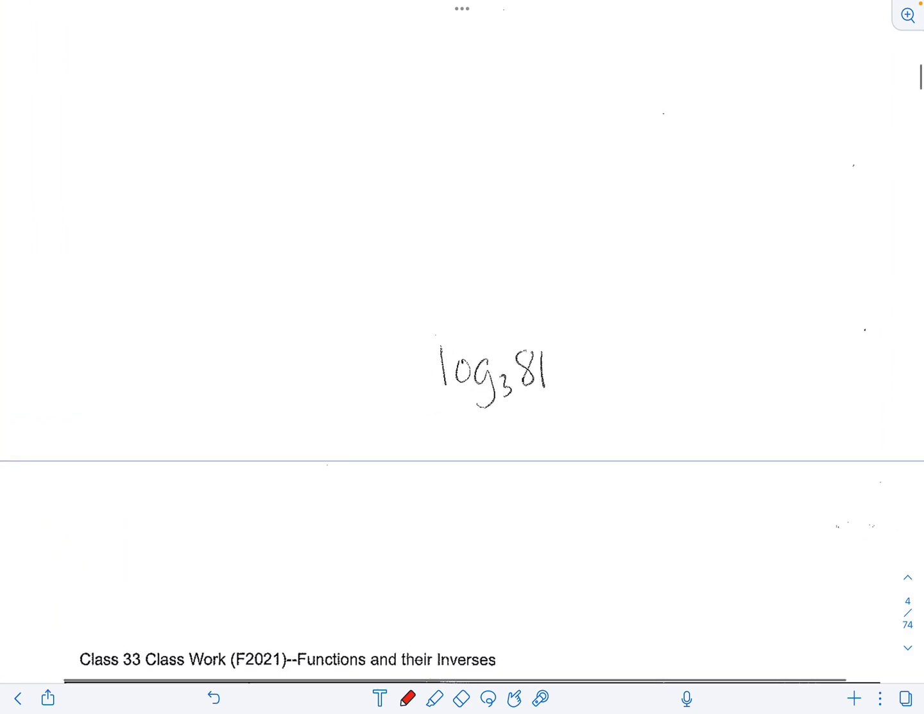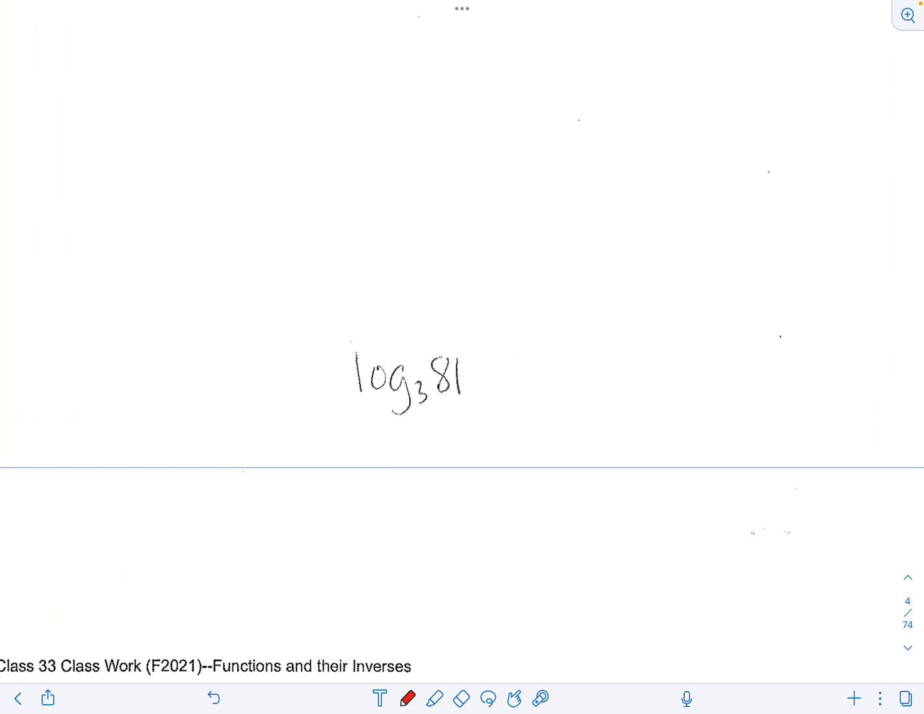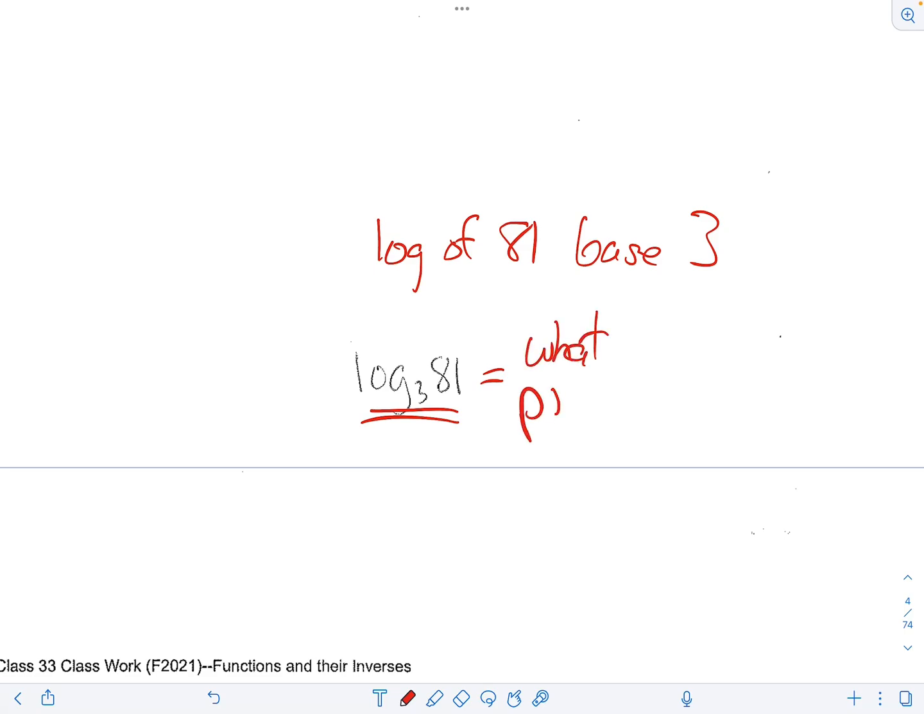Many of the pages are numbered in log form, and here's a really quick way to evaluate the log of 81 base 3. That's how I say it: the log of 81 base 3. This is a problem to evaluate, and the question is really asking what power was 3 raised to get 81?